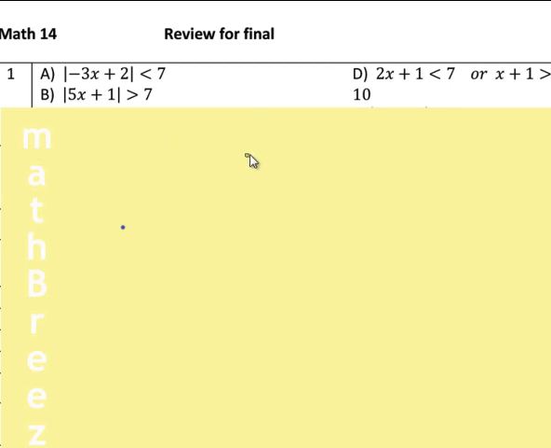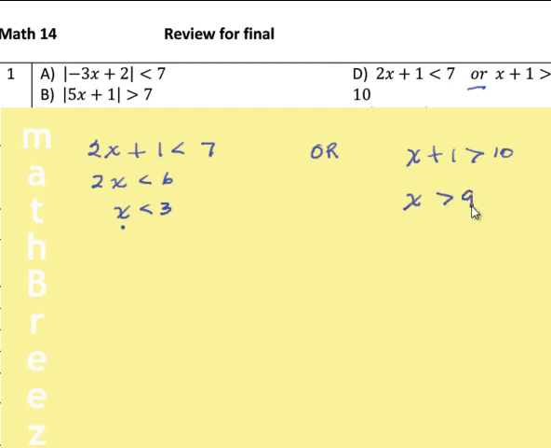And let's look at D. We have two inequalities with an or in between, so we're going to solve each one separately. So here we have 2x less than 6, x less than 3, and here we have x greater than 9. So x less than 3, or x greater than 9.